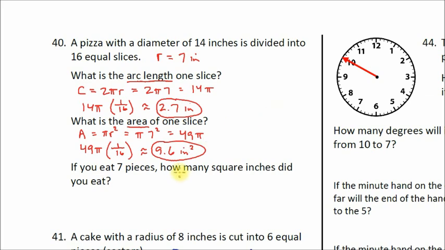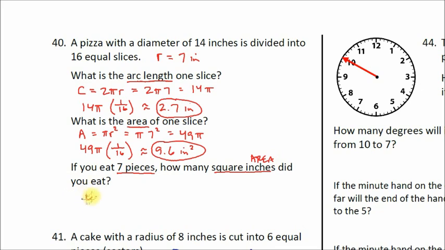Yeah, that looks good. Okay, and then the last question, if you eat 7 pieces, how many square inches did you eat? Now I got 2 choices here. I can take the area for 1 piece and multiply it by 7. My problem with that is I might get a rounding error. So I'm going to go ahead and go back to my total area. Now think about this, class. Square inches, that means we are looking at sector area. If it said how many inches was the crust, you'd look at arc length. This is actually square inches, so it is sector area.